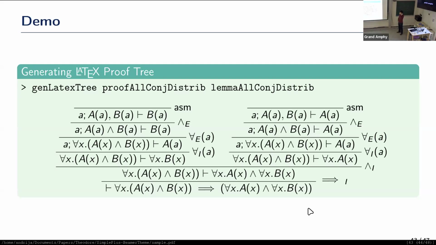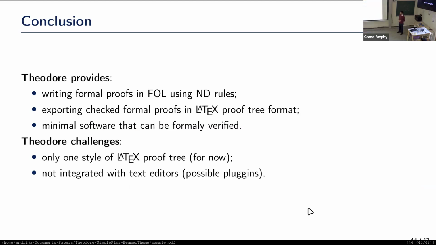So what we get, we have a formal way to write full proofs using natural deduction rules, and we have a way to export it into a LaTeX proof tree format, and this is very minimal software that could be formally verified.